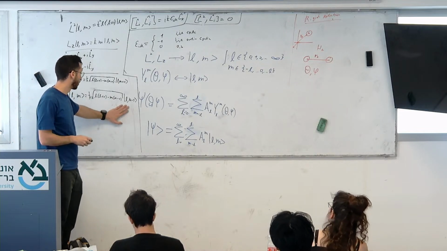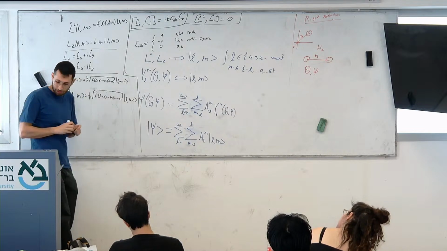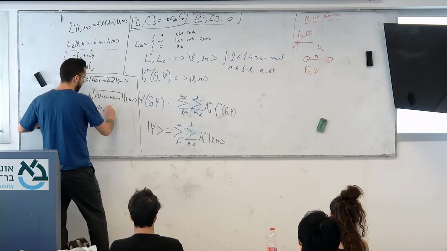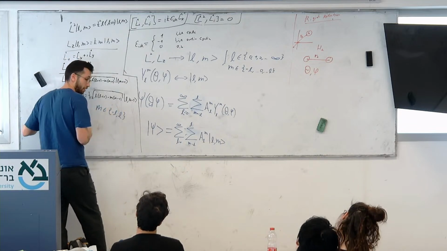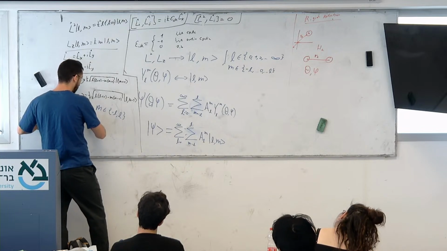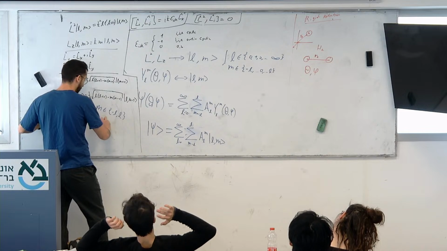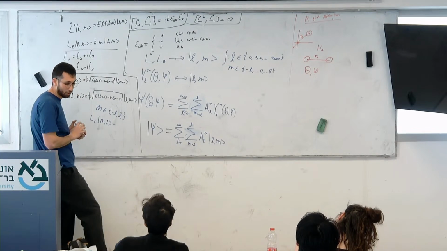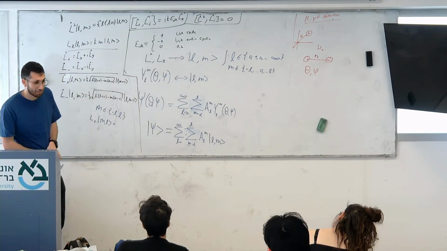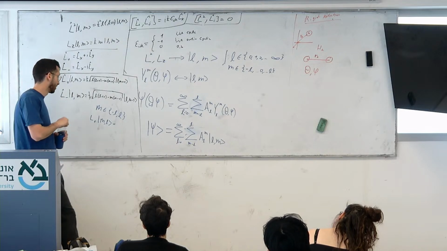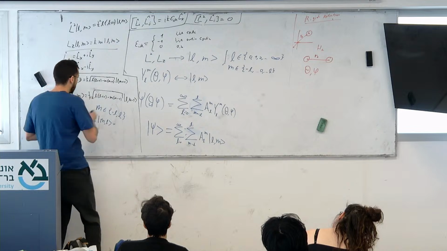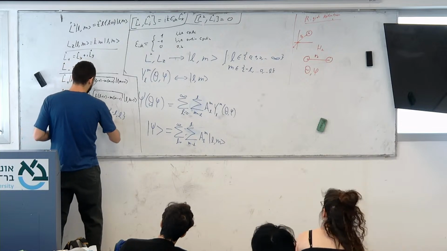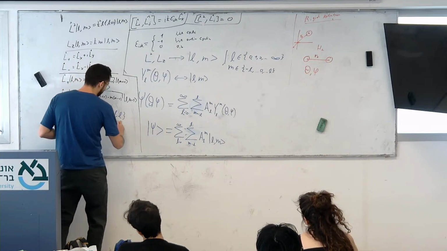Notice that we know that M is between minus L and L, right? So what happens if we apply L plus on the state L, M, where M is equal to L? What are we going to get?